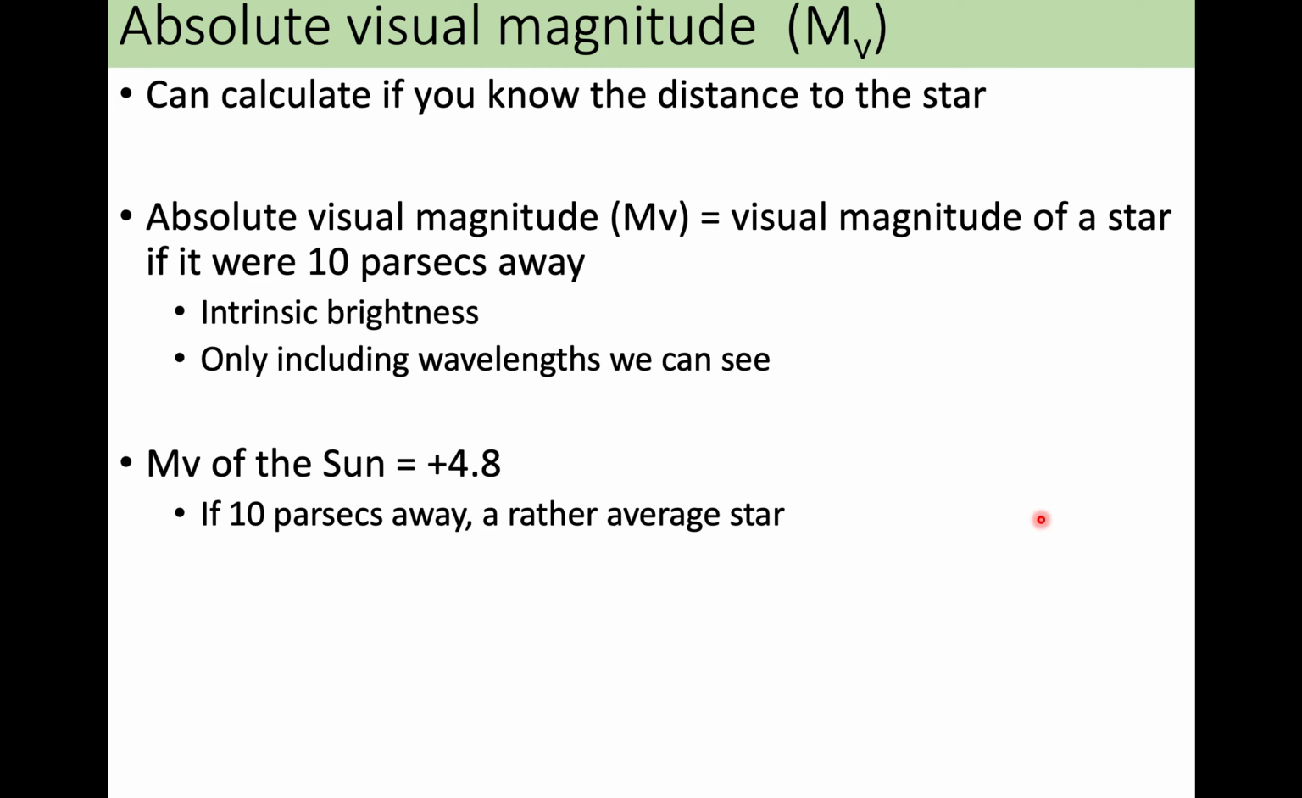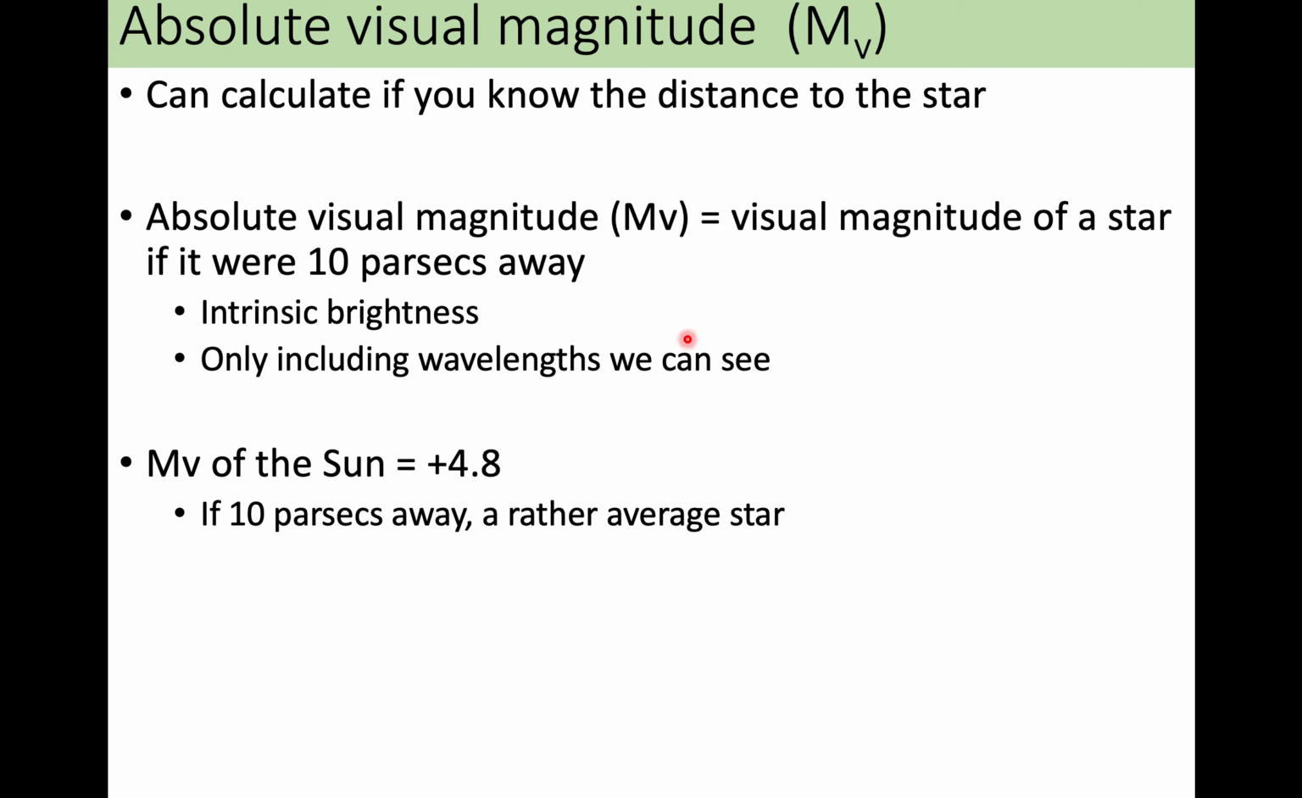So let's say the sun, if we pretend the sun was 10 parsecs away, it would seem like a very, very average star. Its brightness would be only a 4.8. Visible to the naked eye, but not all that bright. Less bright than our brightest star in the sky, less bright than Venus.